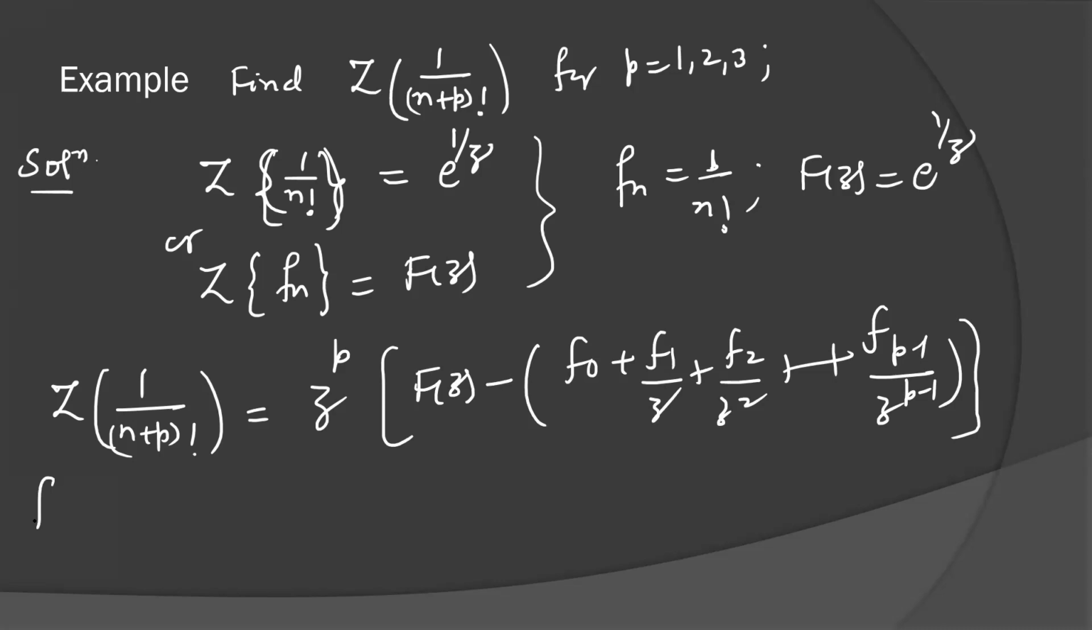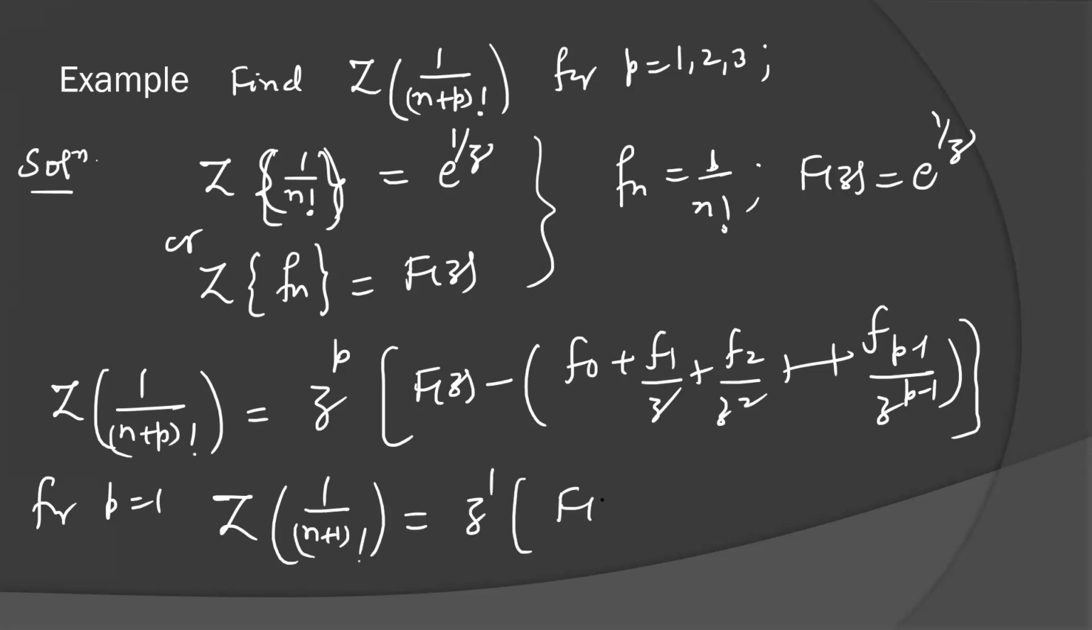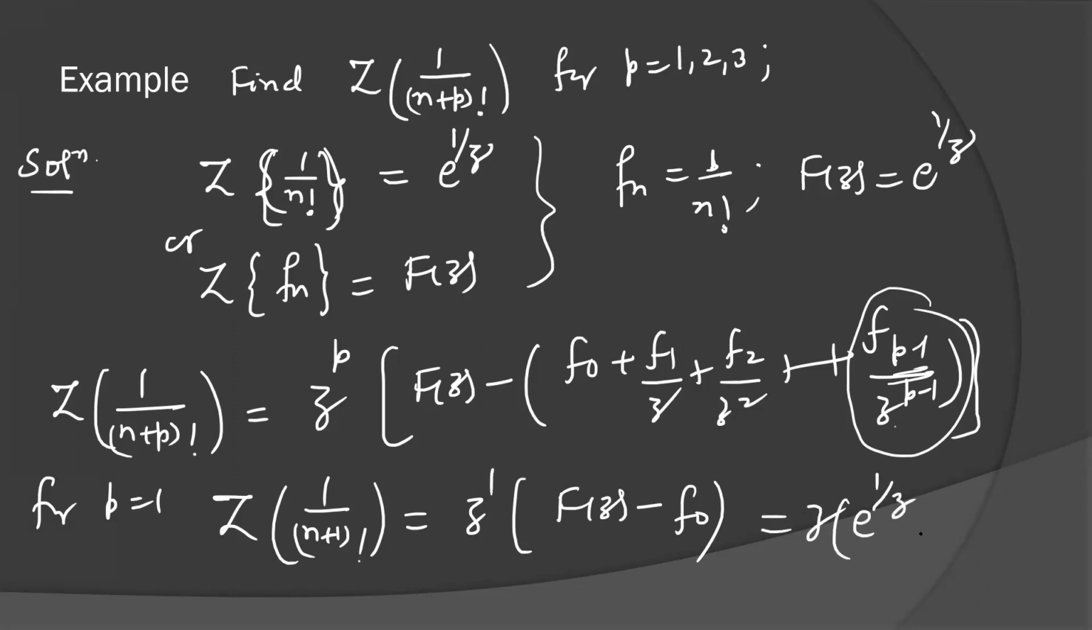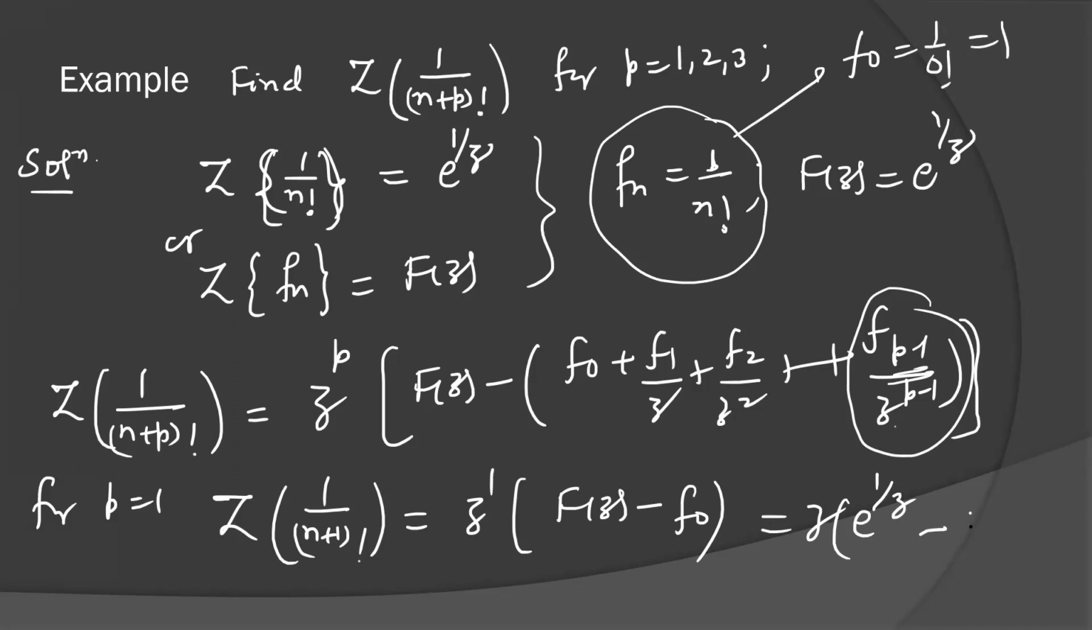Now put p equal to 1. For p equal to 1, the z-transformation of 1 over (n plus 1) factorial will be z to the power 1 F(z) minus, if you put p equal to 1, it will be f0 only. See the last term only. If you see the last term, it will give you an idea up to which term we have to go. You have to go only to f0. So it will be f0, because if p equal to 1, you will get f0 over 1 only. Now put the value, F(z) is e to the power 1 by z. What will be f0? If f_n is 1 over factorial n, then your f0 will be 1 over 0 factorial, which is 1. So this will be the first result.